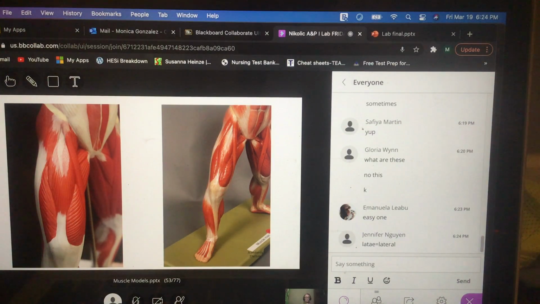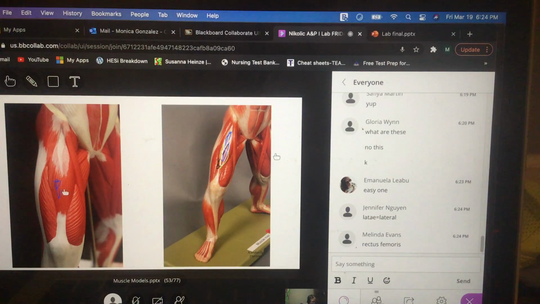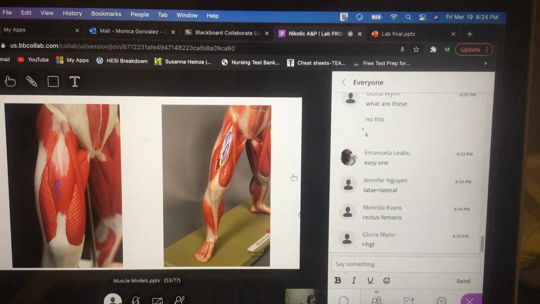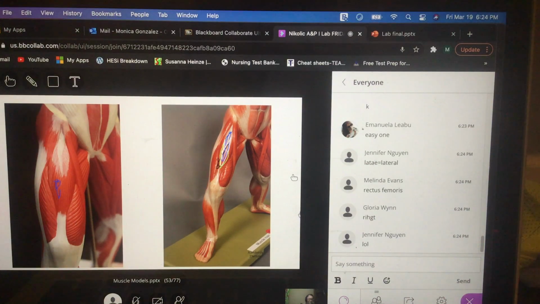Biceps femoris. Where is the biceps femoris? You can't see it on part of the leg. That's it. Right in the middle. Right in the middle. Great. Good job. Nice big muscle. Now, technically, we do have the... Oh, good. It's not on this one, so we don't have to worry about it.